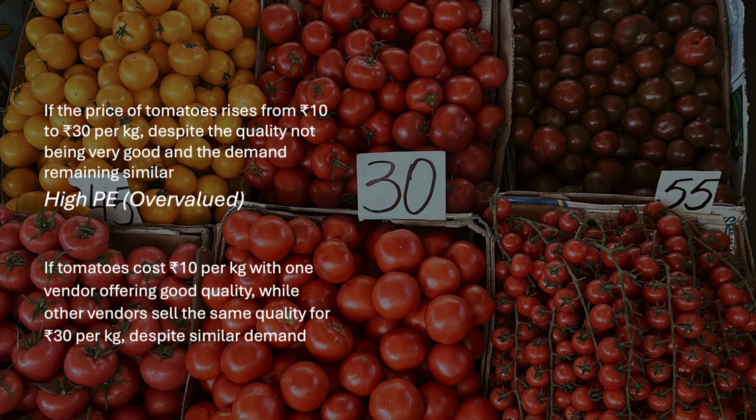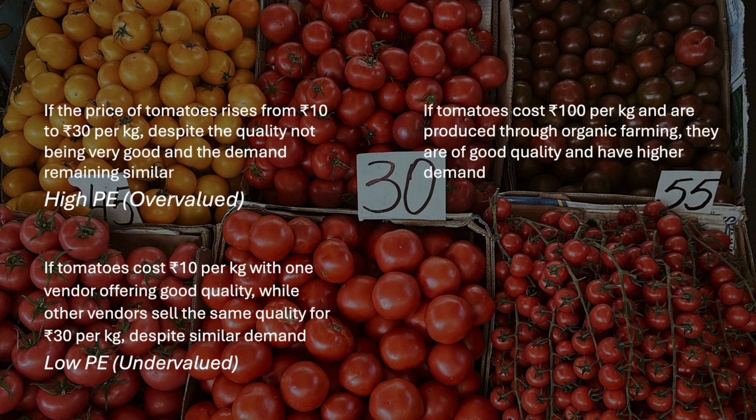On the other hand, if you find tomatoes at rupees 10 per kg, which is a better quality than those priced at rupees 30, this represents a low PE ratio. It indicates that the stock, or tomatoes, might be undervalued. But if tomatoes cost rupees 100 per kilogram because they are organic, of excellent quality and have high demand, this reflects a high PE ratio that's fairly valued. The price justifies the quality and demand in this case.